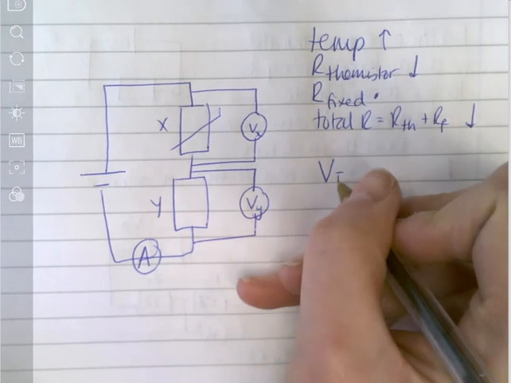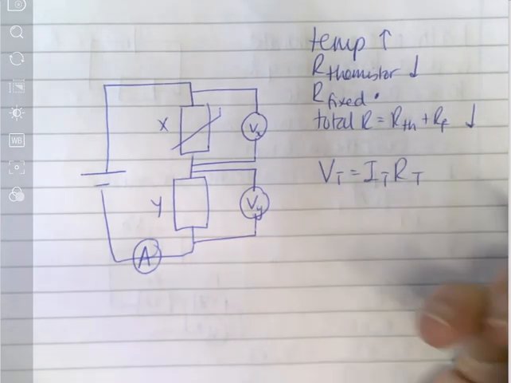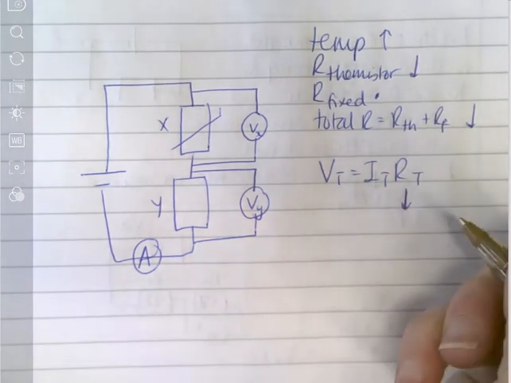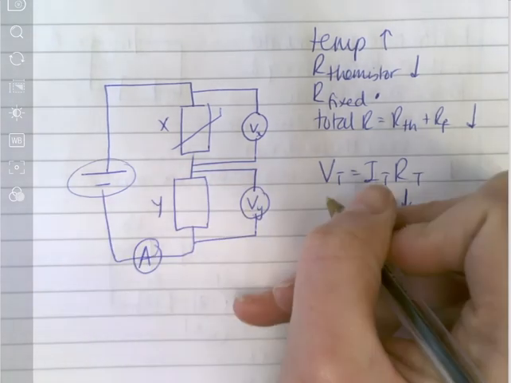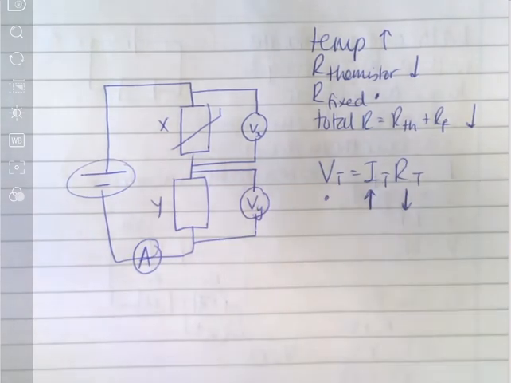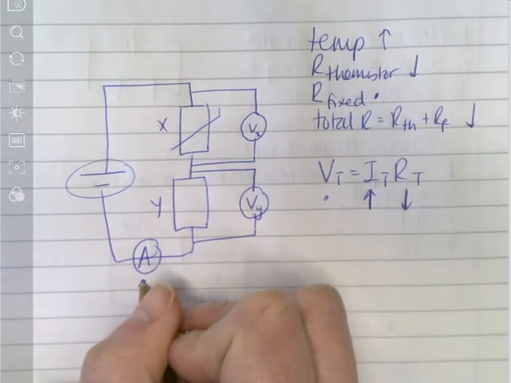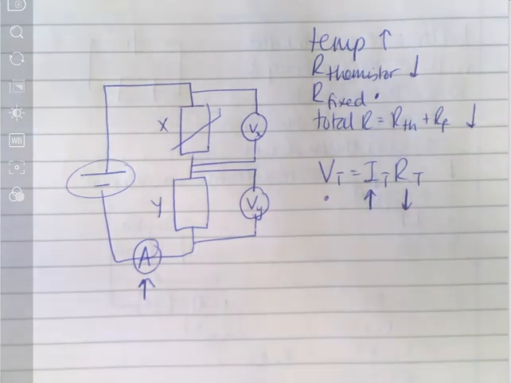Now if you think about the whole circuit, V_T equals I_T R_T. The total resistance of the circuit decreases, but the voltage of the circuit isn't changing, it's staying the same, which means the total current of the circuit is going to increase. So the ammeter will have an increased reading.